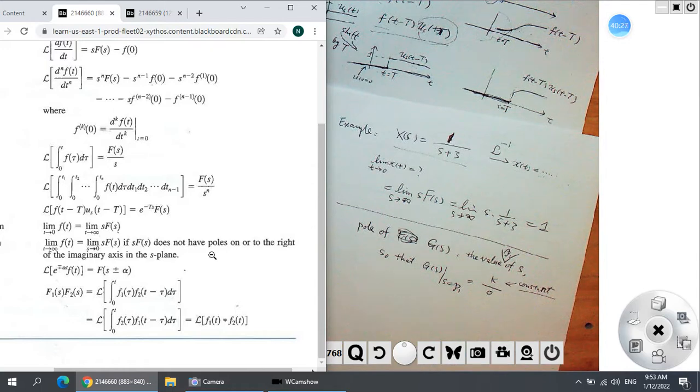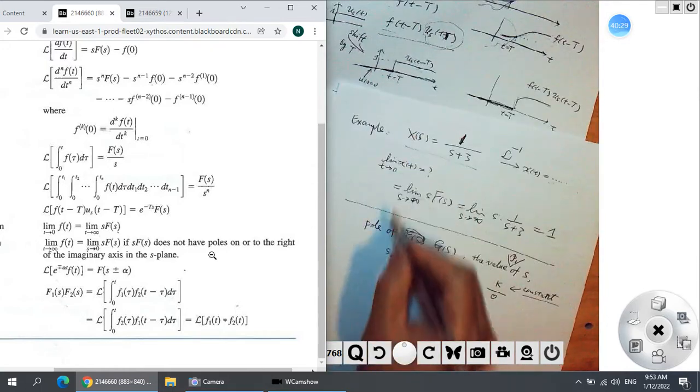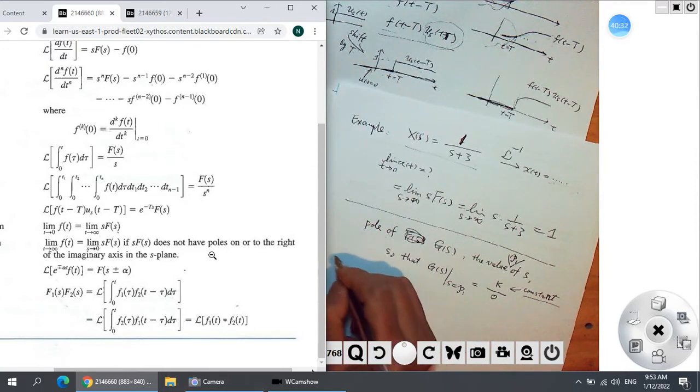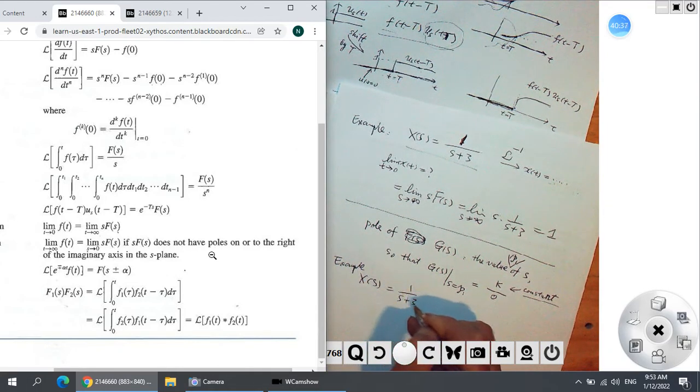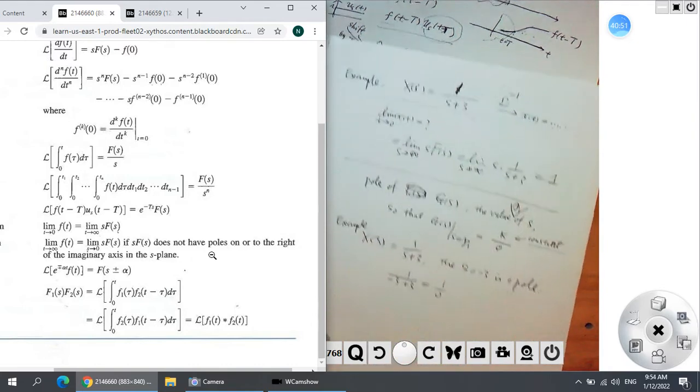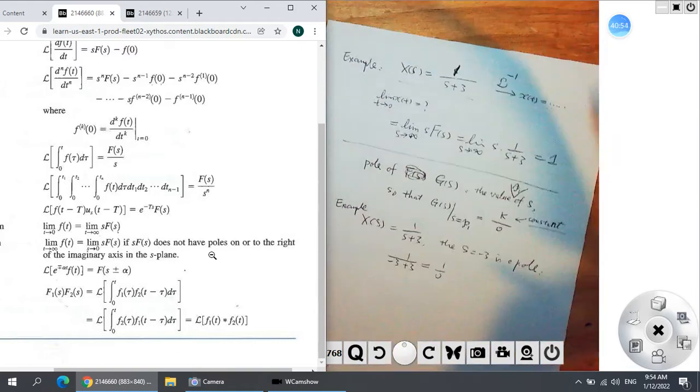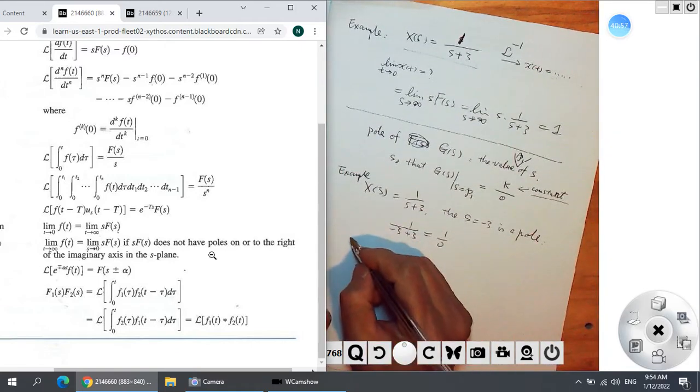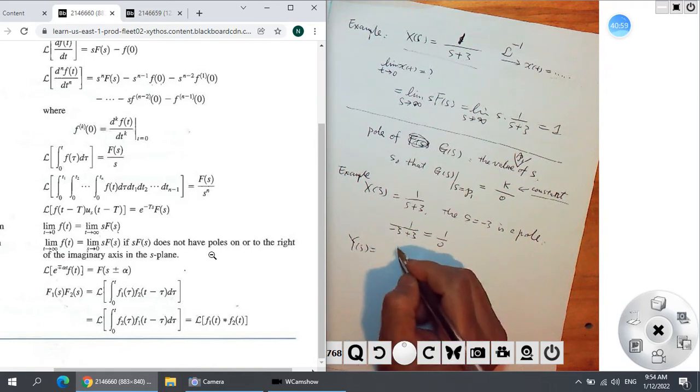Like this. For example, that one, X of s equal to 1 over s plus 3, then s equal to -3 is a pole, right? If s is -3, -3 plus 3 is 0, so you get 1 over 0. So this is a pole.